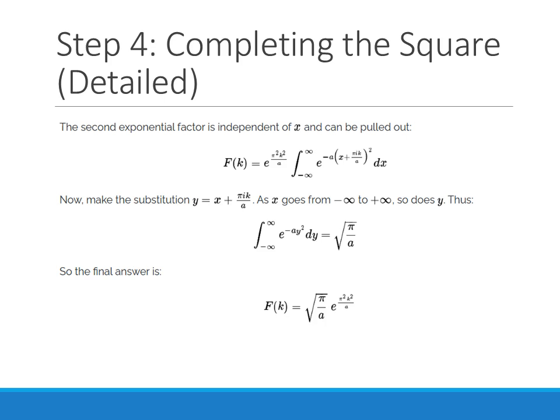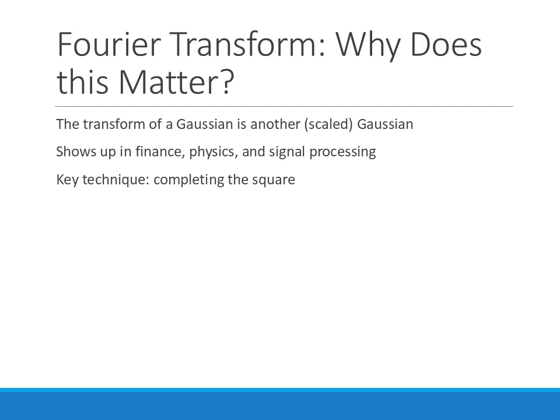After rewriting, we make a substitution. Let's call the new variable y equals x plus pi ik over a. This doesn't change our limits. Now, integrating e to the minus ay squared across all y gives us a well-known result, the square root of pi over a. So, putting it all together, our Fourier transform comes out as another Gaussian up to a scaling factor. The final answer is elegant.